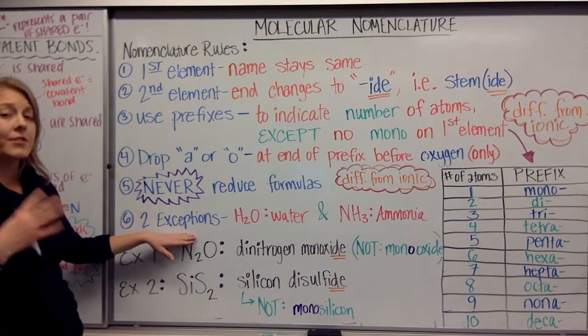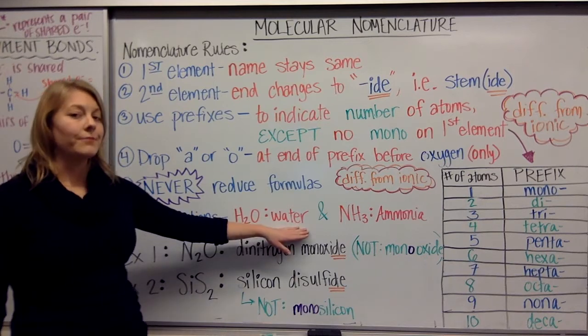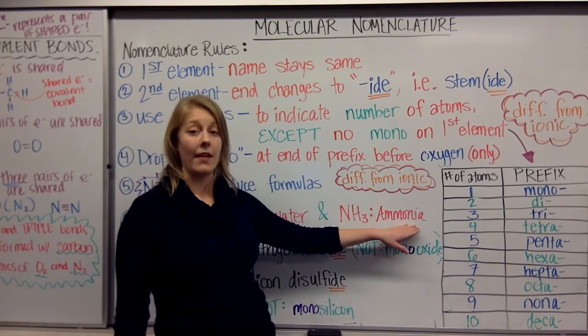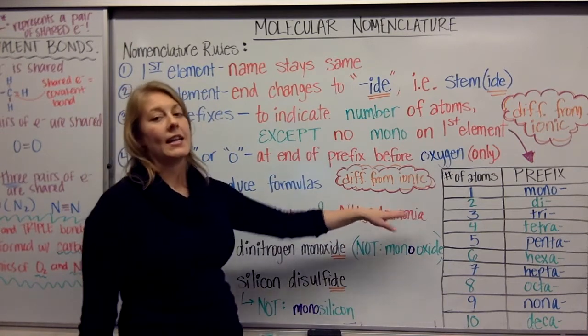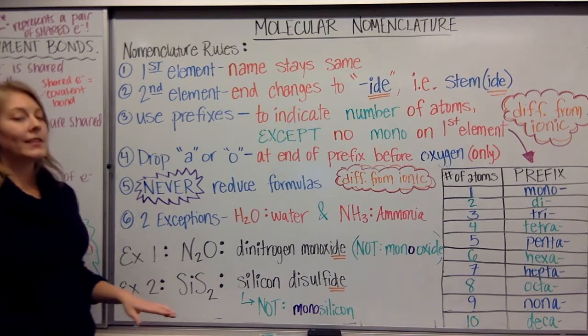There are 2 exceptions to our naming, and that's H2O, which you should all know is water, and NH3, which you may or may not know, is called ammonia. So these do not follow our naming rules. Now let's apply our rules.